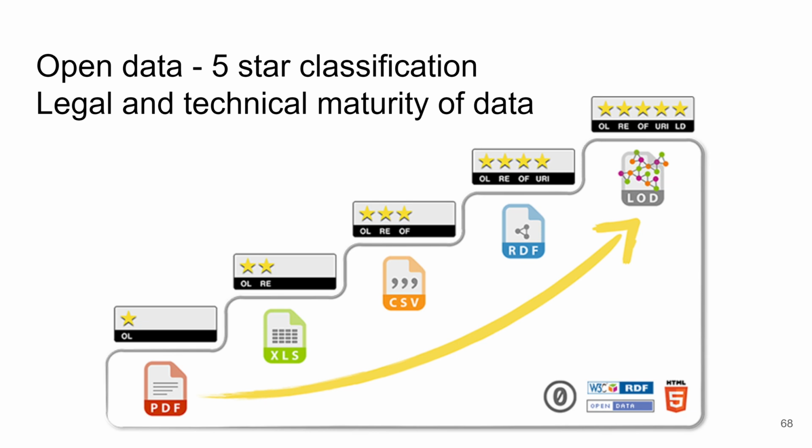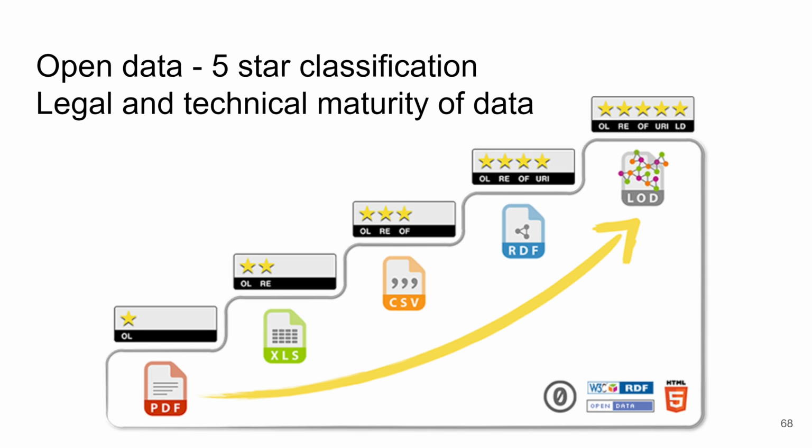Then the 4th star is when you start identifying your data entities using URIs. This basically means that you also use RDF as the data representation model, because there is currently no other model that allows you to use URIs natively. So that is the reason why 4-star open data typically is represented in RDF with entities identified by URIs.